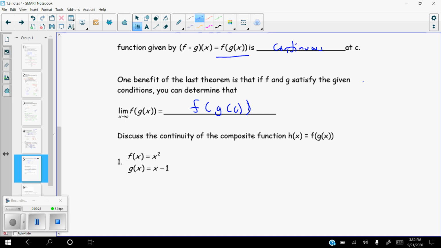Well, if you look at number 1, f of x, g of x, we'll go with the inner one. g of x is a linear function. It's continuous everywhere. f of x is a quadratic. It's also continuous everywhere. So compositing those two things is going to be continuous everywhere. So h of x, which is f of g, is going to be x minus 1 squared, substituting the g function into the f function. That is continuous everywhere, or everywhere continuous. You pick.